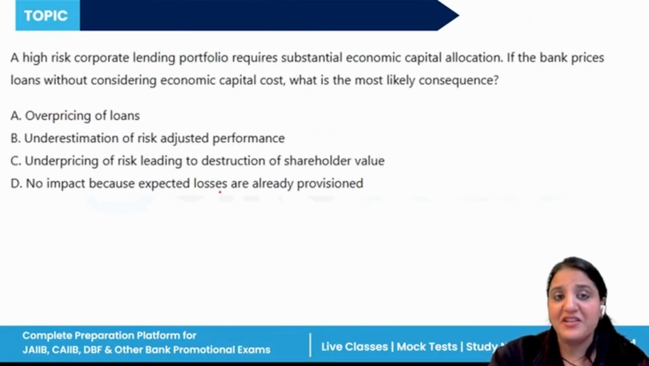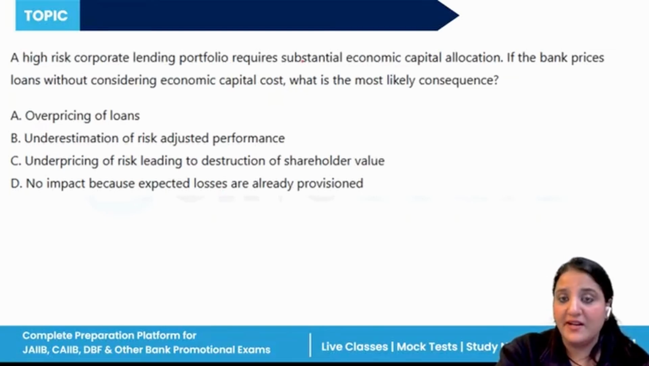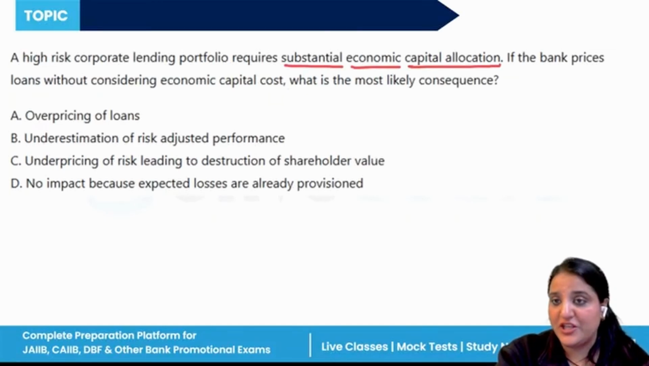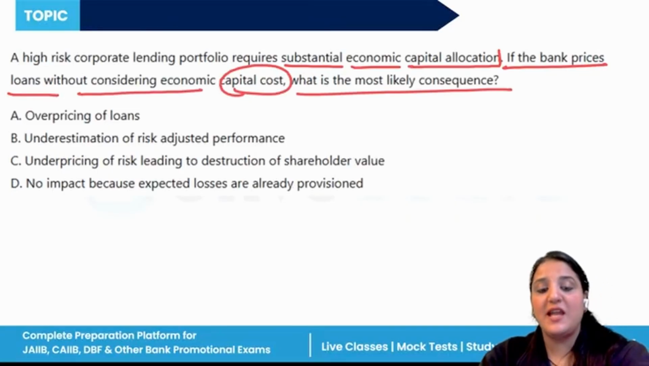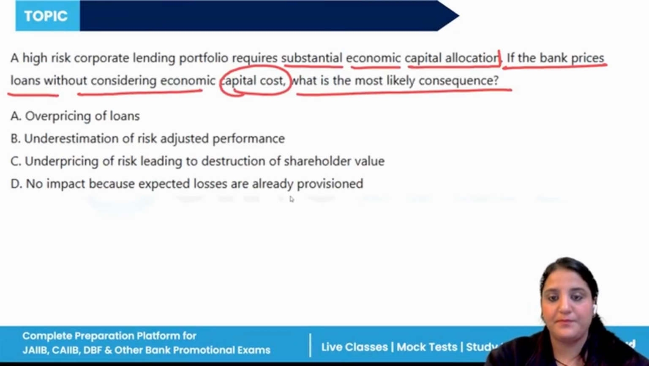So if a high risk corporate lending portfolio requires substantial economic capital allocation, and the bank prices loans without considering the economic capital cost, what is the most likely consequence?